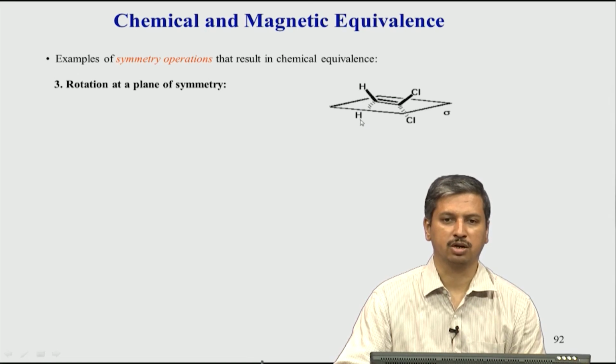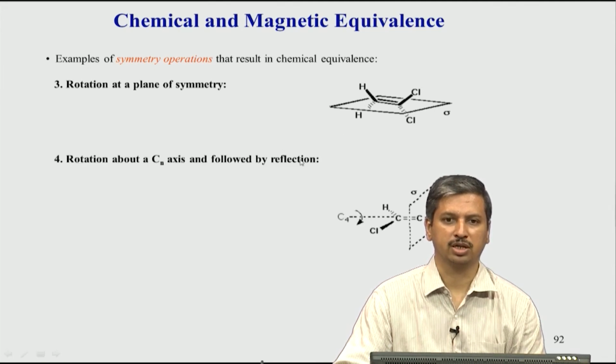So, both conditions are met: they are interconvertible because of a symmetry operation, and at the same time they have the same chemical environment because they are structurally similar to each other. Therefore, these two hydrogens are chemically equivalent, and their chemical shift value will be the same. They will not have different chemical shift values.